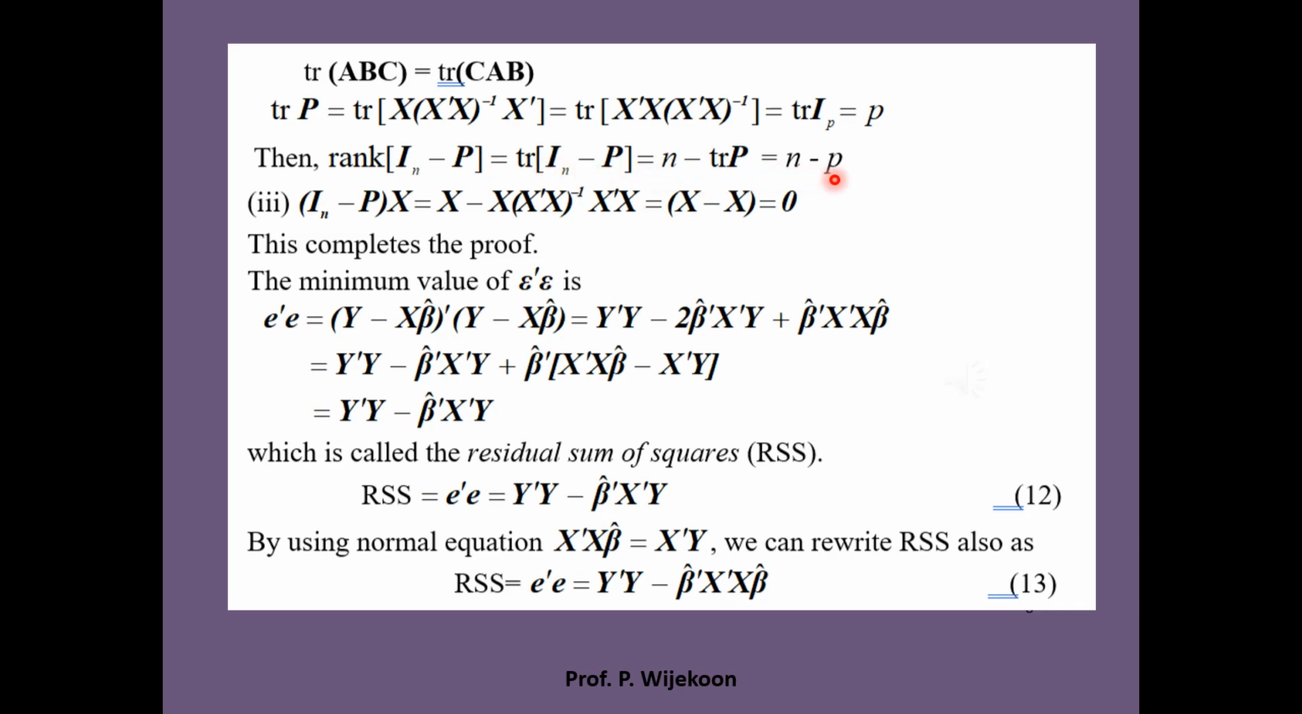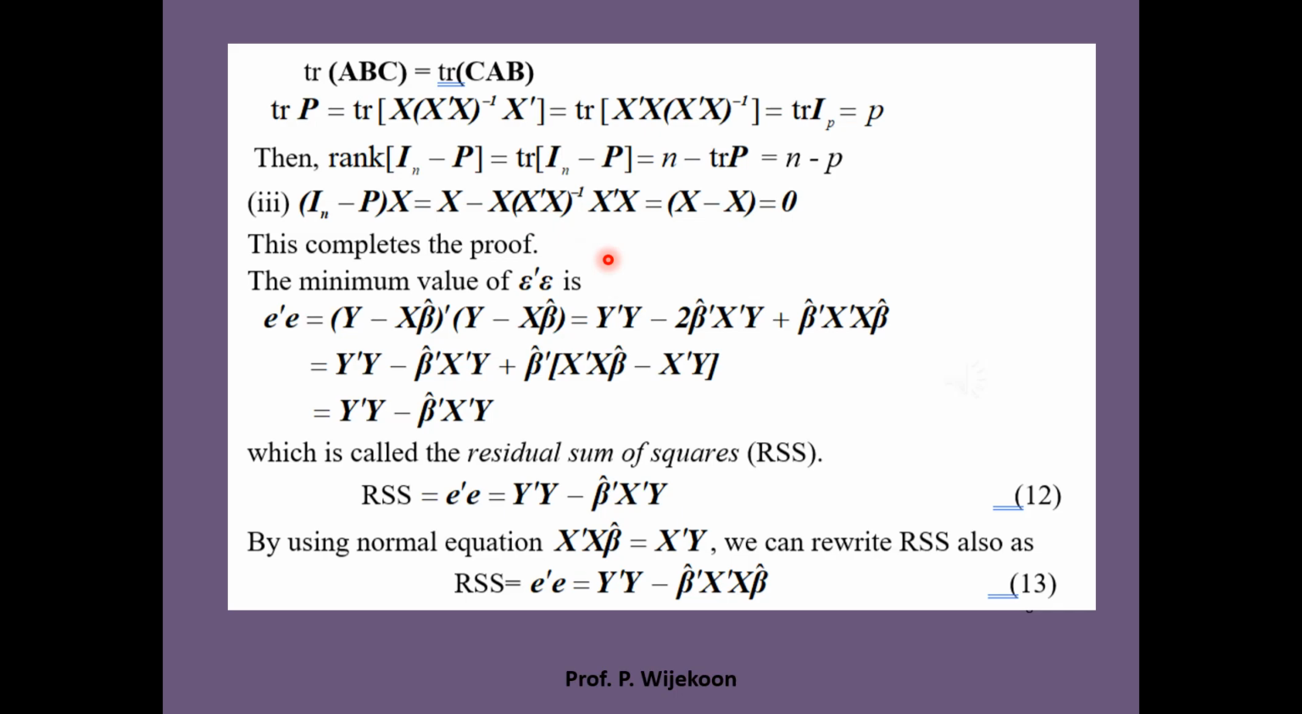In the third part, we have to show that (I minus P) times X is equal to 0. By substituting P as X (X'X) inverse X' into this equation, we can easily show that (I minus P) times X is 0. This completes the proof of the theorem.